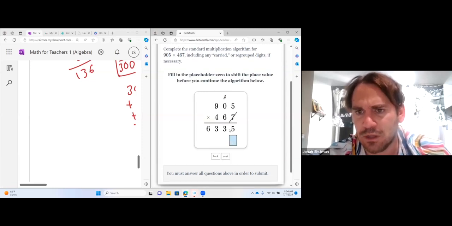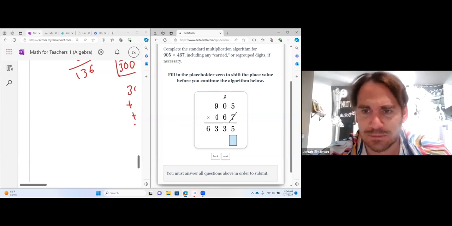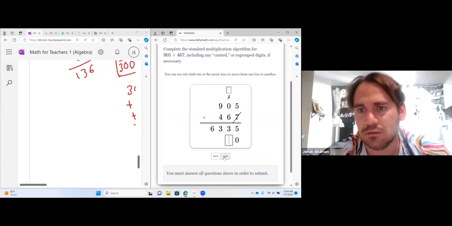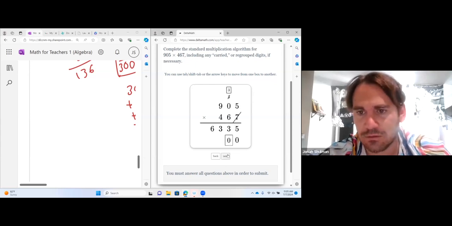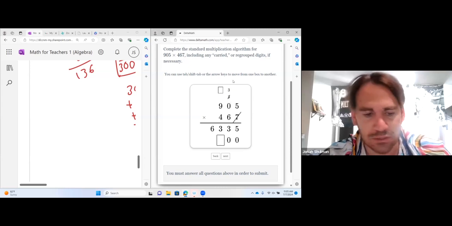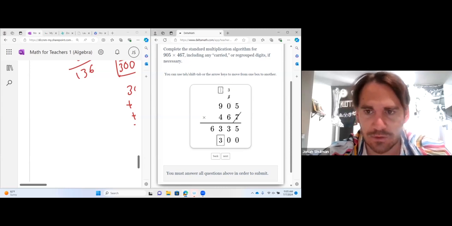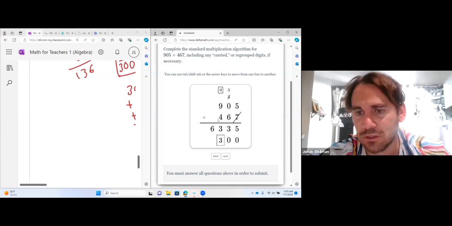So let's keep going. Now we have to hold the 0 because it's not times 6, it's times 60. 6 times 5 is 30, so we carry the 3. 6 times 0 is 0, plus 3 is still 3. And then finally, 6 times 9 is going to be 54. All right, cool. So we use the 3, we use the 6.